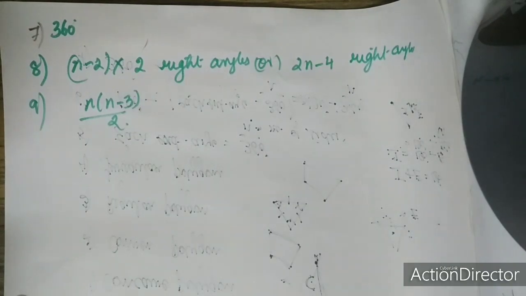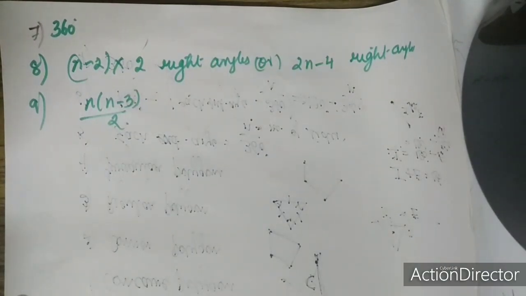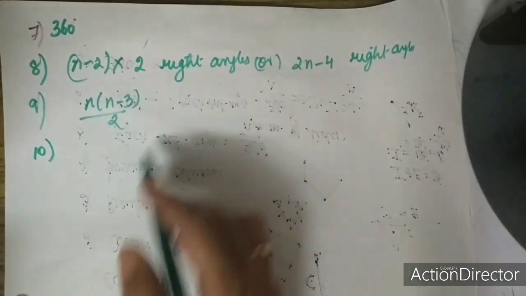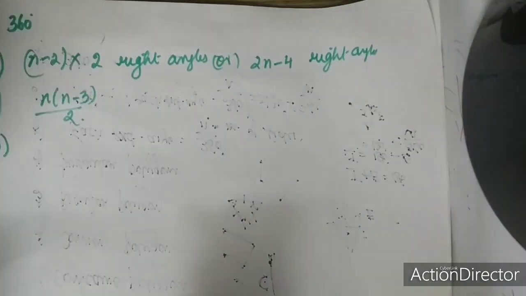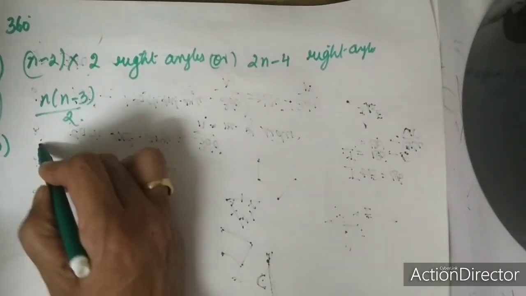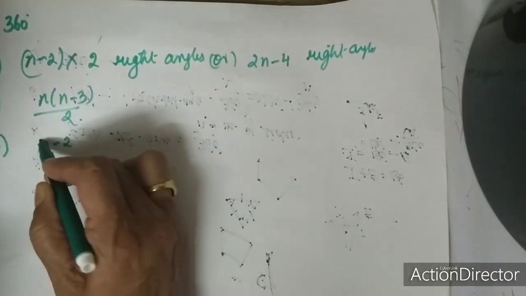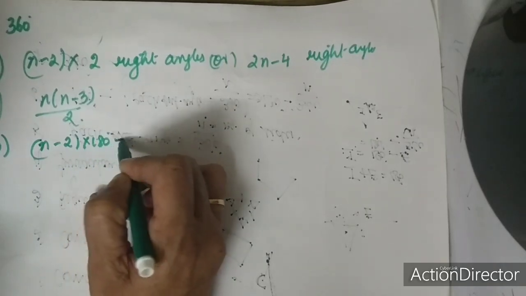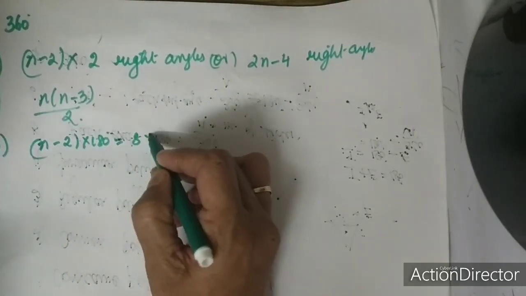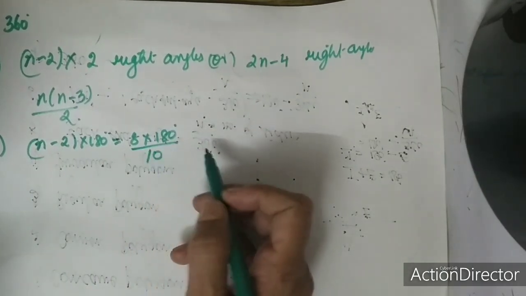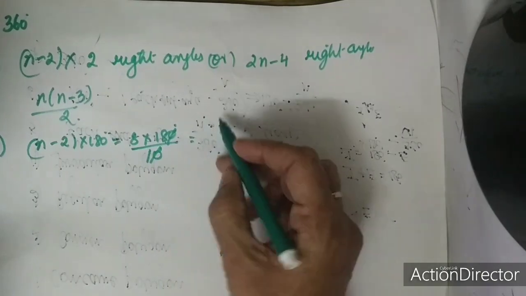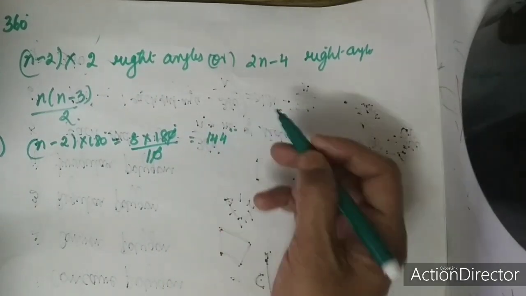Question number 10. The measure of each interior angle of a regular polygon having 10 sides. So what will be the measure of each interior angle of a regular polygon having 10 sides? First you have to find the total interior angle of 10 sides. It is n minus 2 into 180 degree. So this is nothing but 10 minus 2, that is 8 into 180 degree. But I need for 10 sides, so I can divide it by 10. So my answer will be 144 degree.